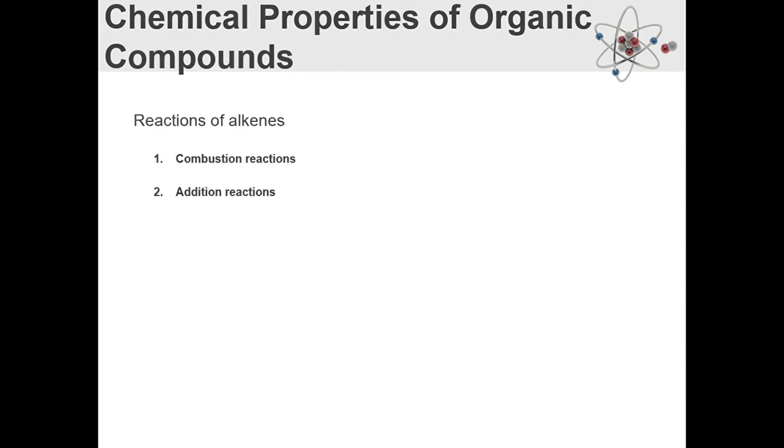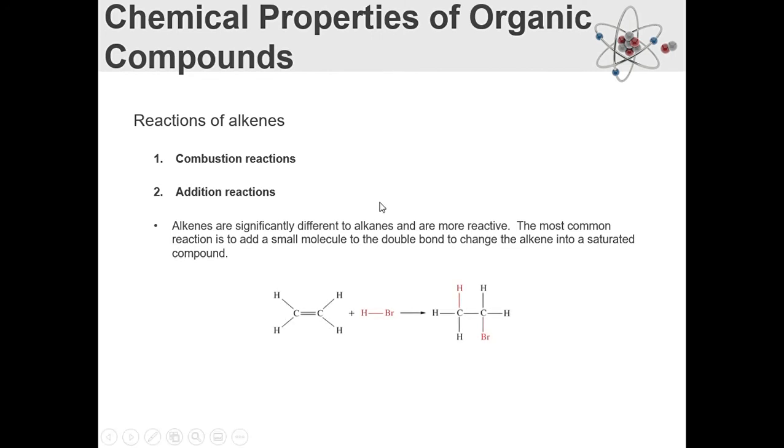Reactions of alkenes. So alkenes are slightly different to alkanes in that the double bond is more reactive. This is what we call an addition reaction. Addition reactions only occur where there's a double bond in between the carbons. Here, we break that in half, we snap that down the middle, and we're left with bromoethane, where we've stuck a hydrogen on this carbon and a bromine on this carbon.